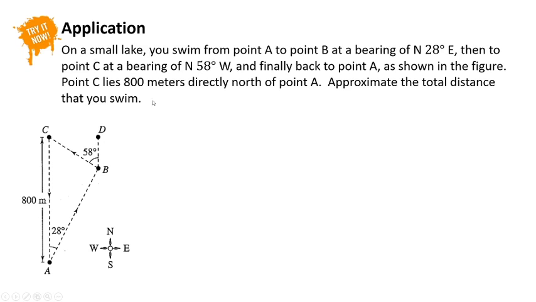On a small lake, you swim from point A to point B at a bearing of north 28 degrees east, then to point C at a bearing of north 58 degrees west, and then finally back to point A as shown in the figure. And point A lies exactly 800 meters south of point C, and approximate the total distance that you swim here. So take some time for that.